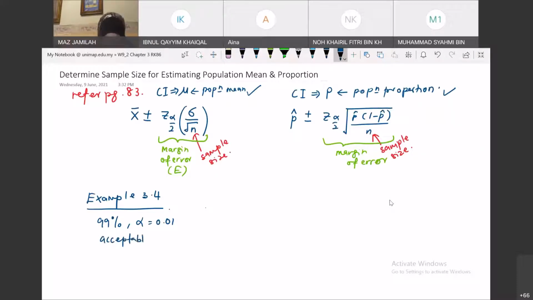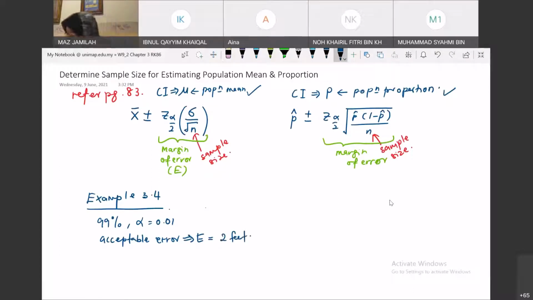I hope everyone remains in the class because I need to introduce you to hypothesis testing, which will be very important for you.